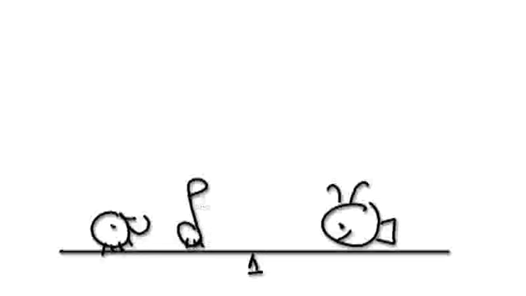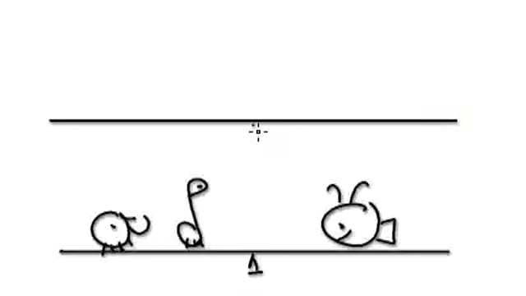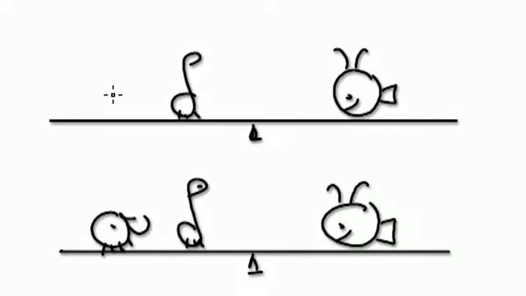Let's imagine this. Let's say I've got a balance here with a blue whale that weighs the same amount as an elephant and a giraffe. Okay. Let's say I've got another scale up here, an identical one. So I've got a blue whale equals a giraffe and an elephant. Okay, let's pretend all these elephants and giraffes and blue whales are all identical. They're all the same. It's just badly drawn.